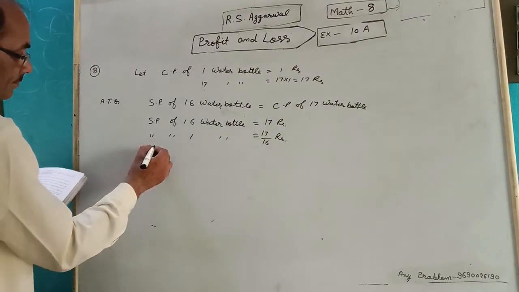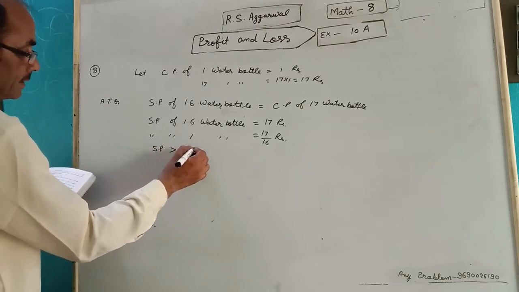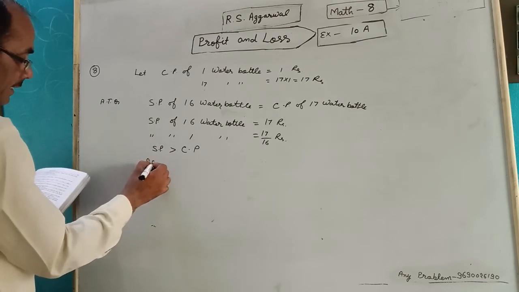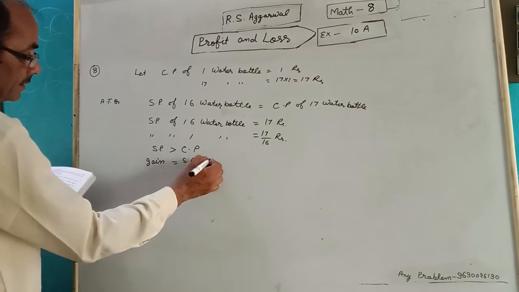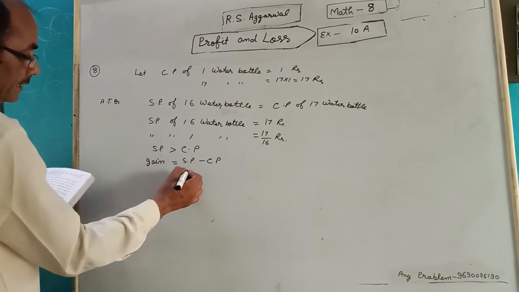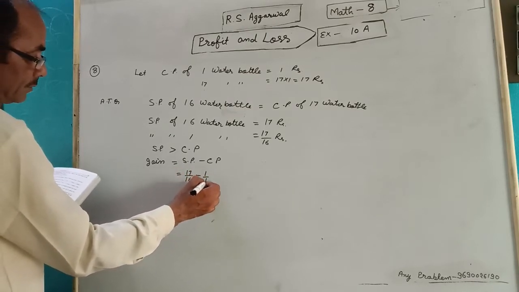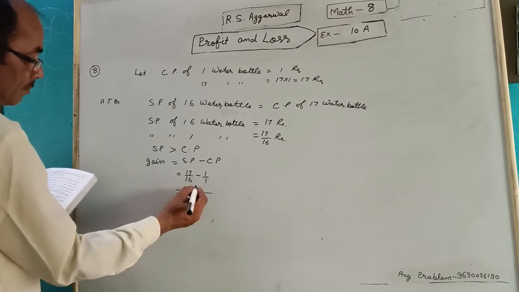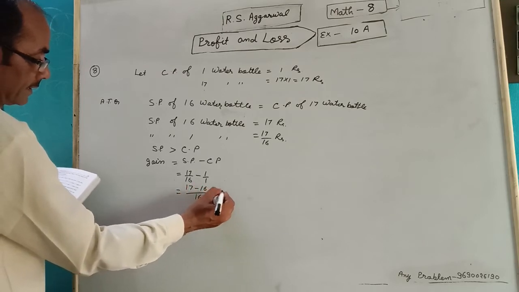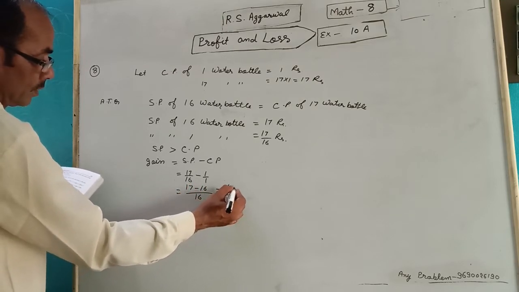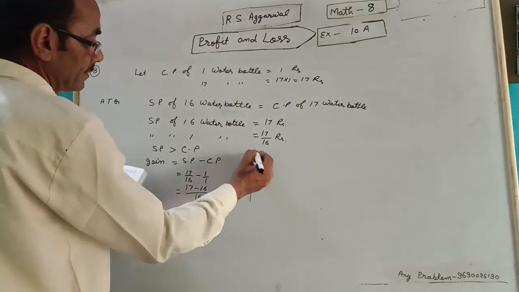Here SP is greater than CP. Gain is equal to SP minus CP. SP here is 17 upon 16, CP is 1. Write 1 upon 1 and take the LCM. 17 minus 16 is equal to 1 upon 16 rupees. Now we find the gain percent.